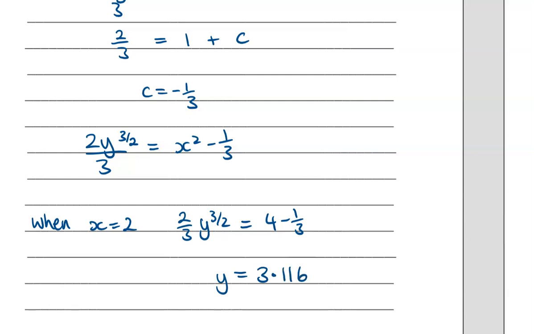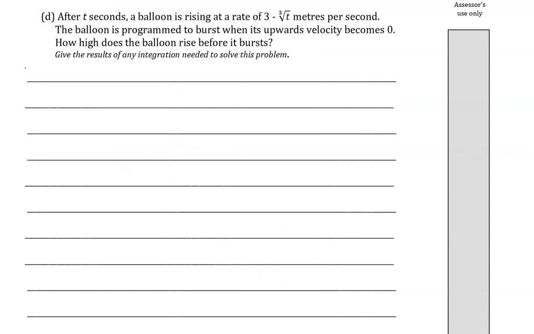We've got a kinematics question for part D, which just takes a little bit to wrap your head around what you're being told here. So we are first of all told the balloon is rising at a rate of this many meters per second. So that's the speed that it's going up, or the velocity. So the velocity of our balloon is equal to 3 minus the cubed root of t. It's going to burst when the velocity becomes 0. So if we set that equal to 0, that's going to give us something in a moment.